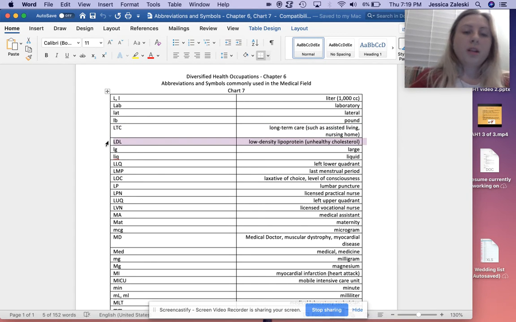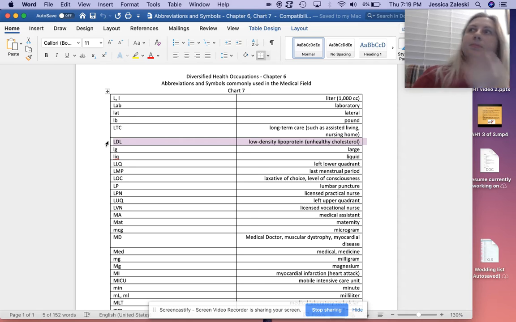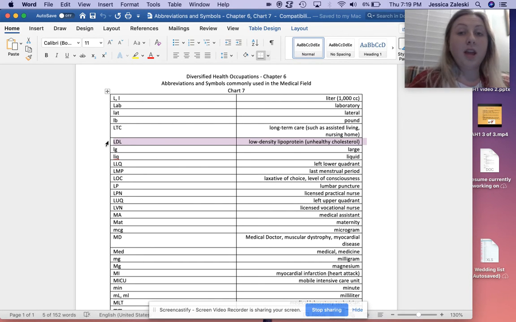LDL, this is a low-density lipoprotein, so we consider this a more unhealthy cholesterol. It contributes more to cardiovascular disease than HDL, which is the other type of lipoprotein or cholesterol.